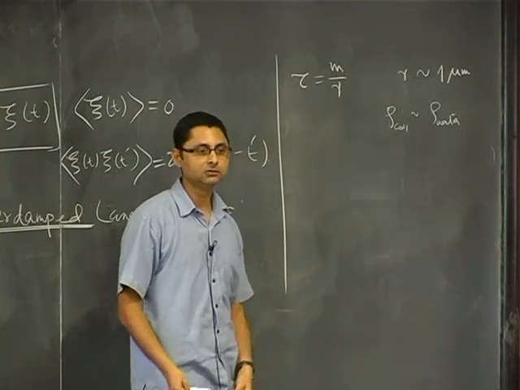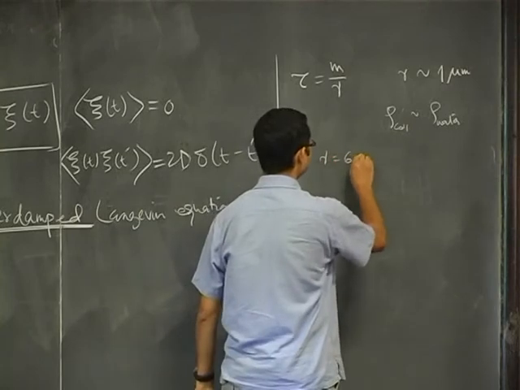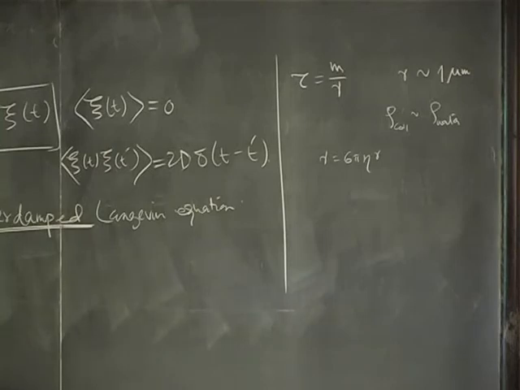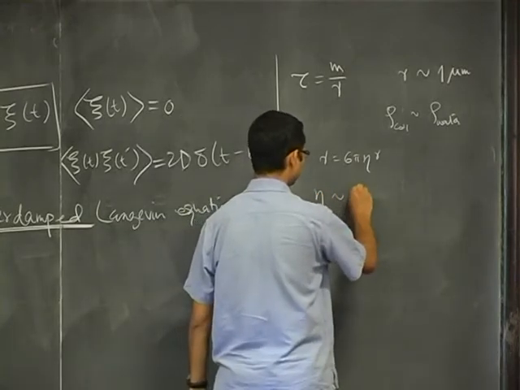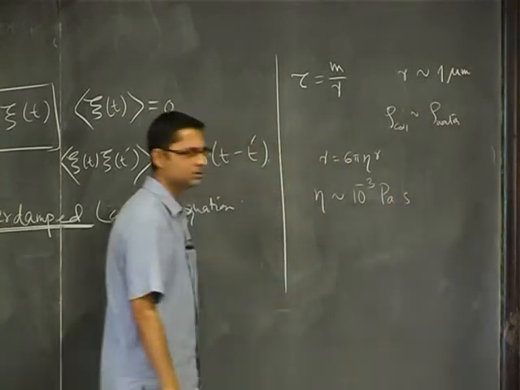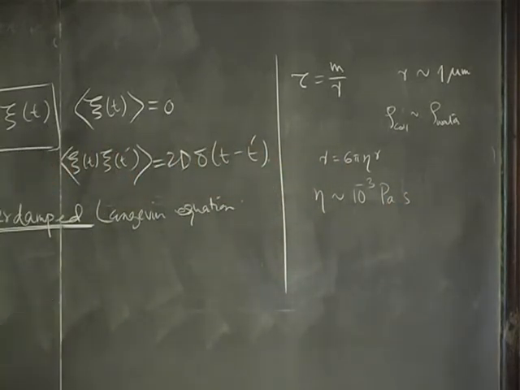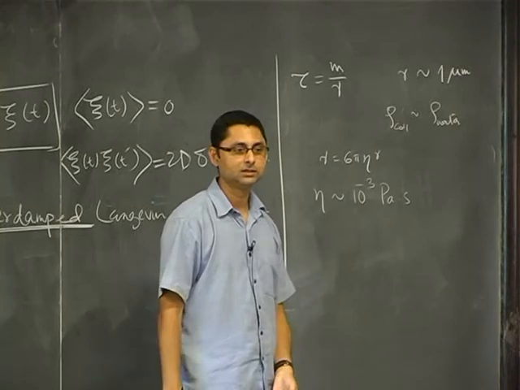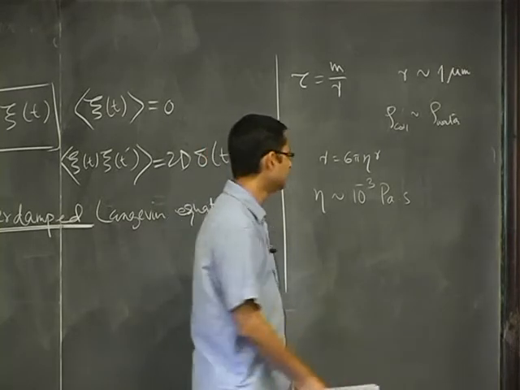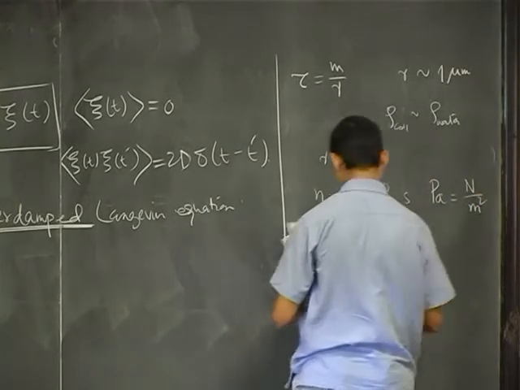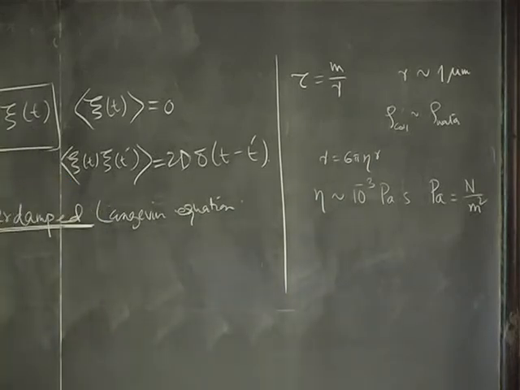What about this gamma? You know it is 6 pi eta r. So how much is eta? Eta is of the order of 10 to the power minus 3 Pascal second. Is it correct or not? I think it's correct, right? So forget about all the factors. What is Pascal? So now we can calculate everything.